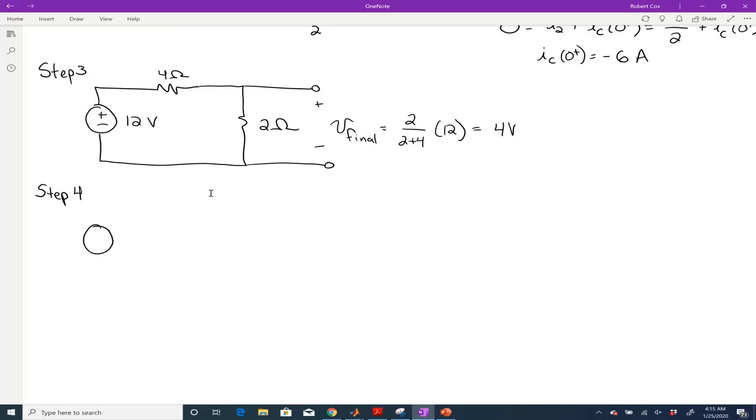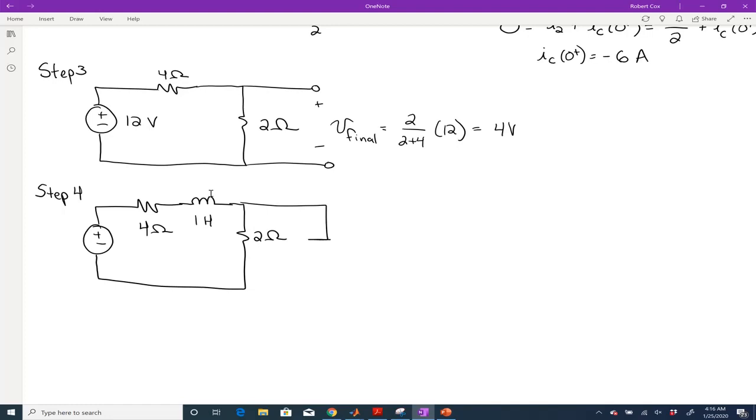Step 4 is this. I've got 4 ohms, got 1 Henry, I've got 2 ohms, and then I've got V of T right there.